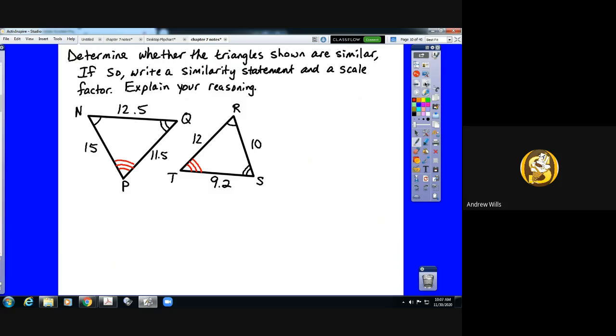So we'll start with the angles because that's the easy part. According to the markings in the picture, angle N is congruent to angle R because they each are marked with one arc. Angle Q is congruent to angle S because they're each marked with 2 arcs. And angle P is congruent to angle T because they're each marked with 3 arcs.